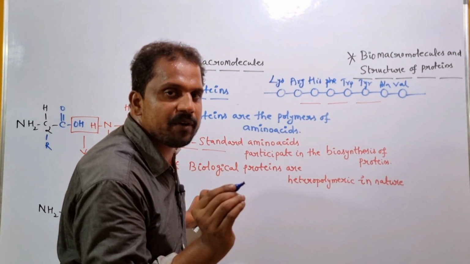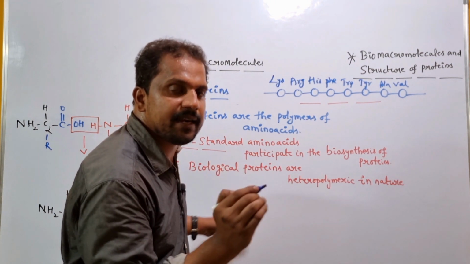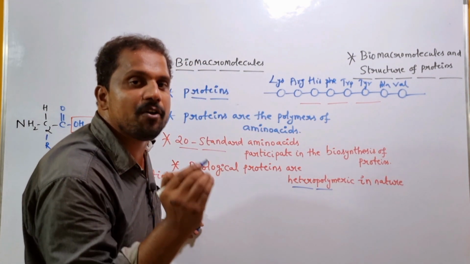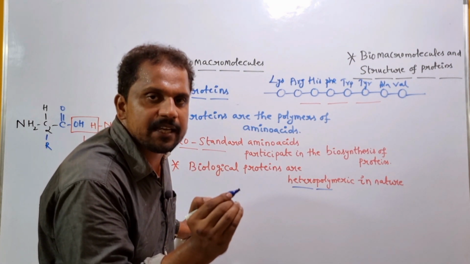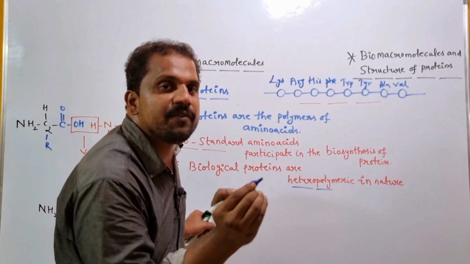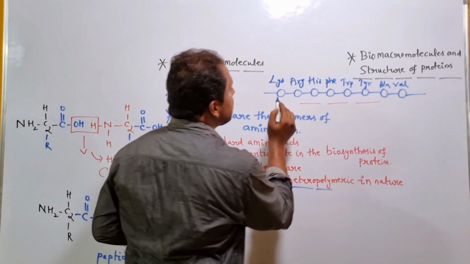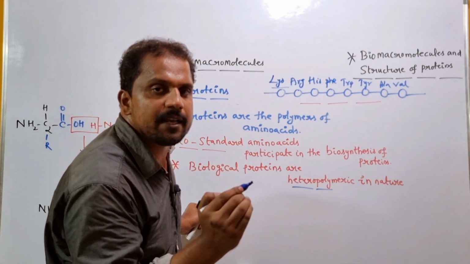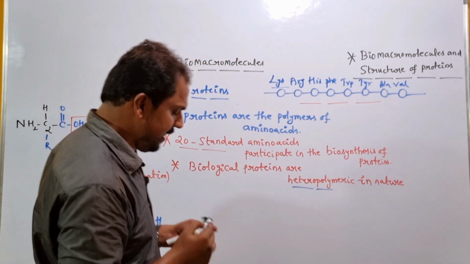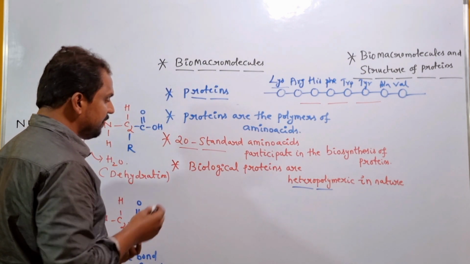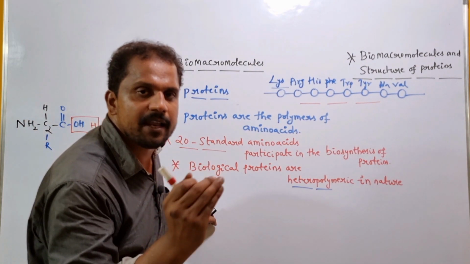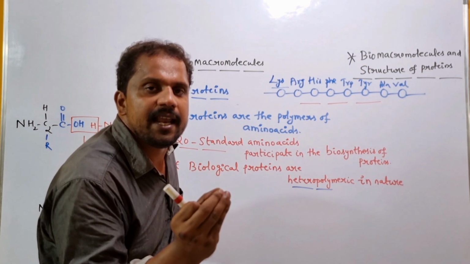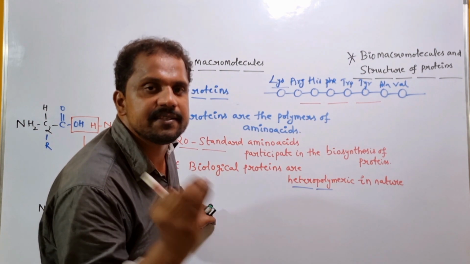If a specific biological protein contains all similar amino acids, then it is termed as what? Homopolymeric. But most of the biological proteins are heteropolymeric. That means one specific biological protein contains many dissimilar amino acids. One specific biological protein contains all the 20 amino acids. So that is the reason why biological proteins are heteropolymeric in nature. And in general, the amino acids which participate in the biosynthesis of a particular biological protein are of two different types. These include essential amino acids and non-essential amino acids.